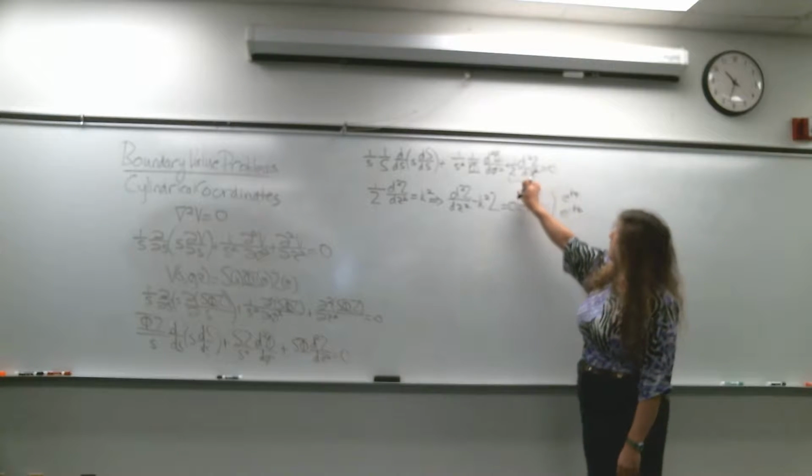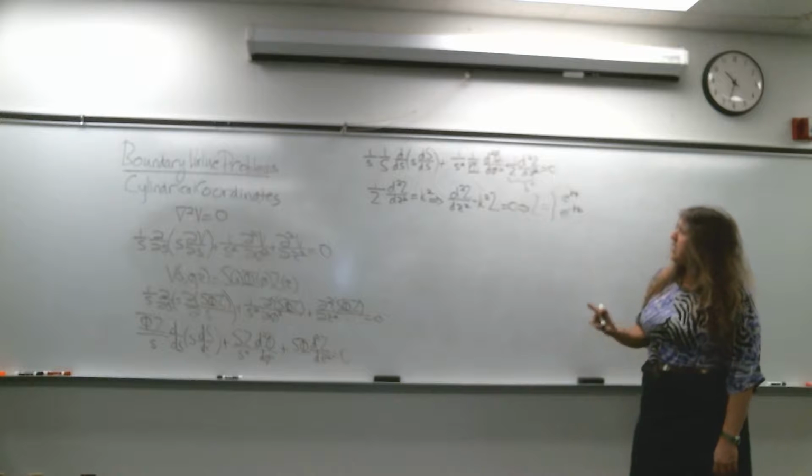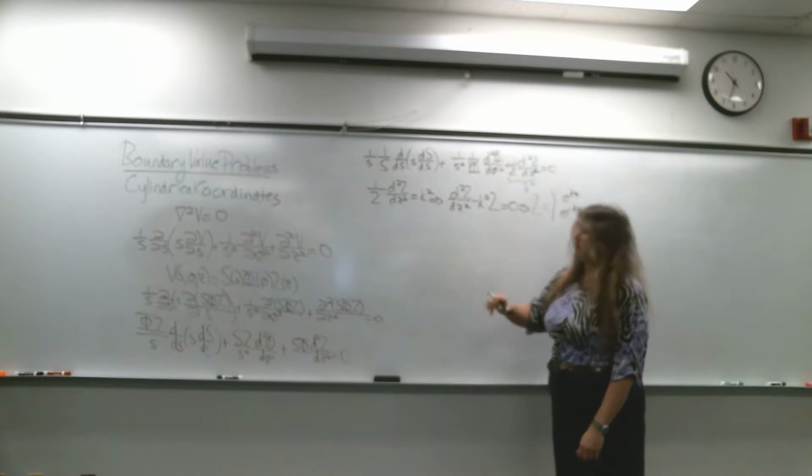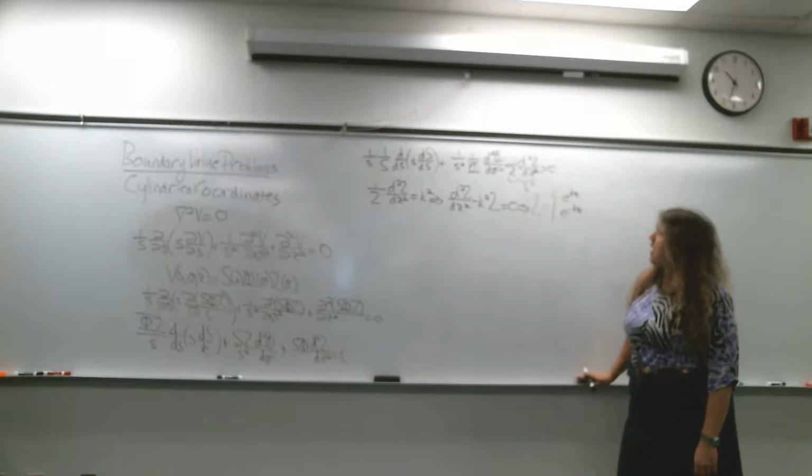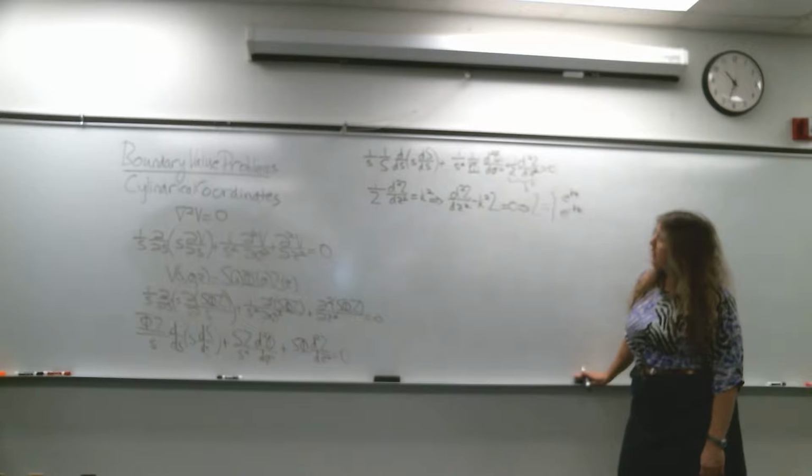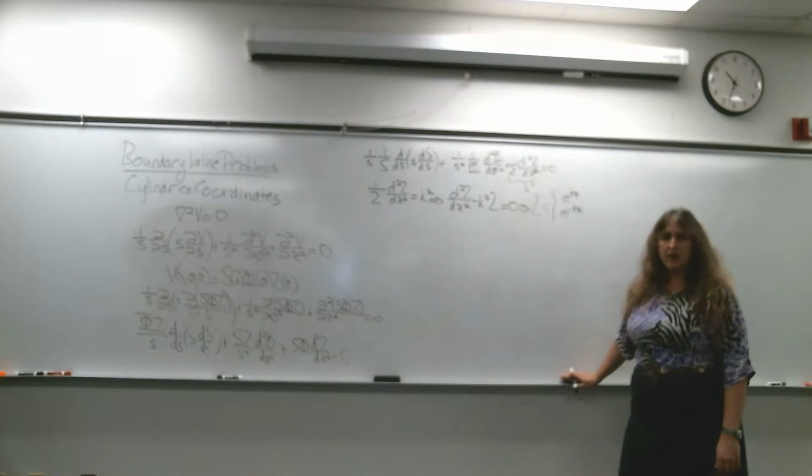So far, so good. I've gotten rid of this one term. And now I'm going to consider the rest of my equation. I am now going to multiply every term through by s squared.